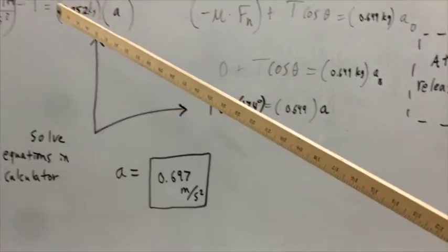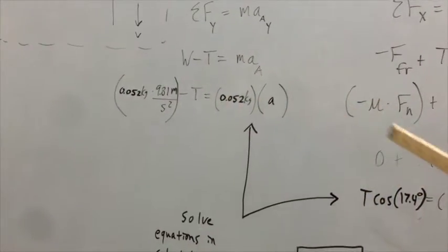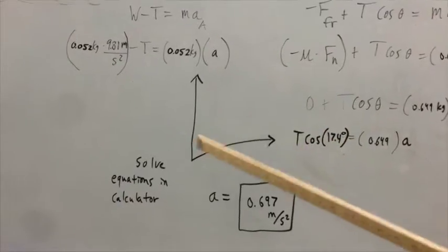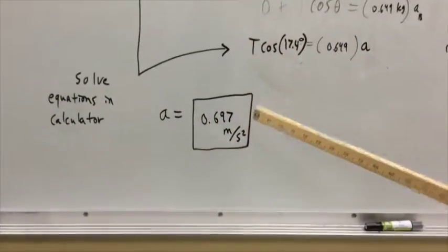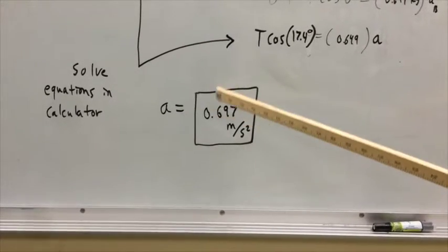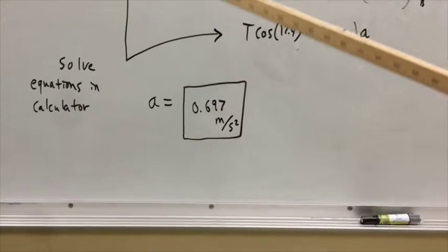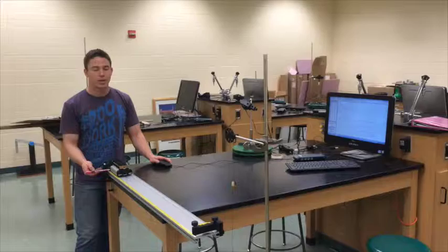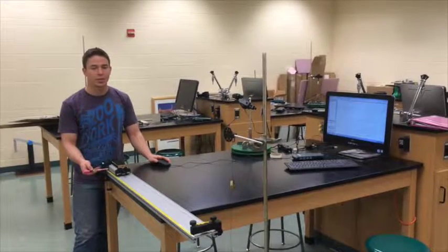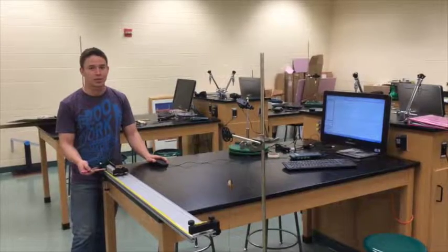We have now two equations with the same two unknowns. We can solve these equations as simultaneous equations in the calculator, arriving at our theoretical value of a, our instantaneous acceleration of block B, equal to 0.697 meters per second squared. Now we will collect the data and the acceleration when I release the cart from rest.